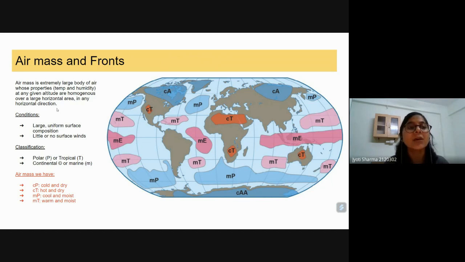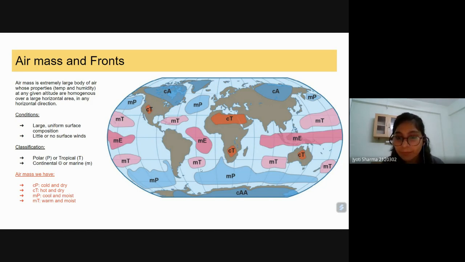So what are the conditions when an air mass will be formed? The first condition is that the area must be large and there must be uniform surface composition. If there is roughness in the surface, if there are mountains or plain areas, then there will be some movement of the air, and this movement of air will not let the large body of air stay there. So there must be large and uniform surface composition, and there should be no wind or very little surface wind. Then this will create the air mass.